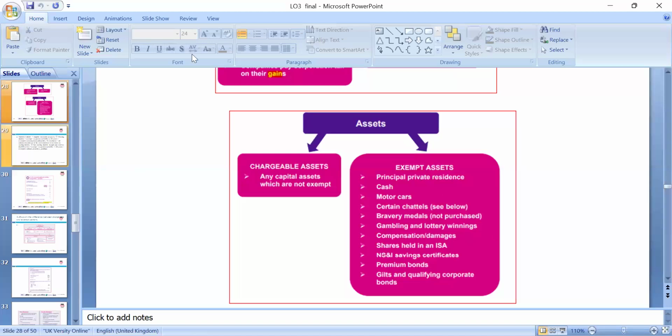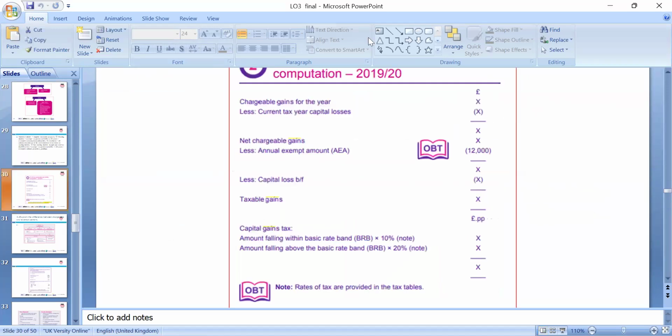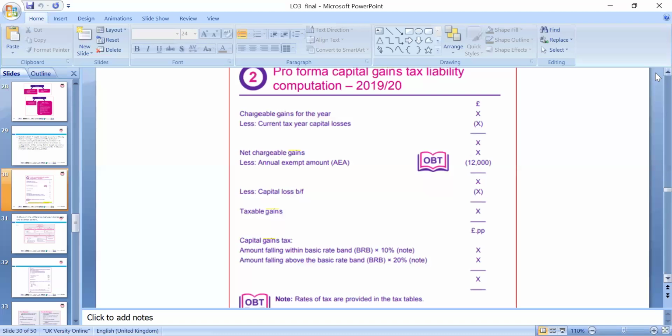Okay, then we can look at chattels, the tangible movable property. To be exempt, we look at whether it is less than 50 years old. Examples are caravans, boats, dishwashers, TVs, horses and things. We have to look at them individually, and there is a limit of 6,000 or less than 6,000. Those can be exempt, such as a painting or various others. Whichever Finance Act you are following with your clients, we have to look at that.